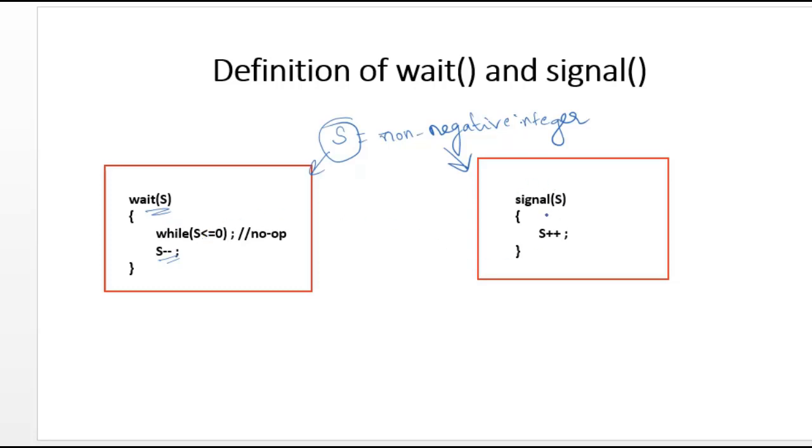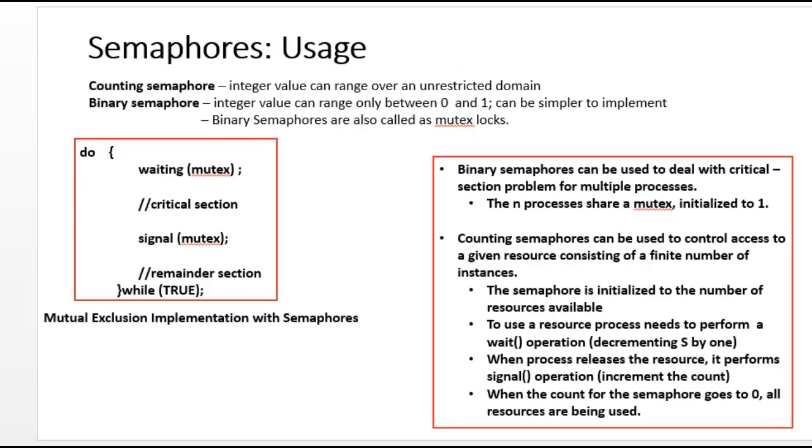Similarly, whenever a process completes its critical section execution, it has to release the lock. When it releases the lock, it will increment the value of S by 1. So this is how wait and signal operations are defined. Let us move forward. Basically, there are two types of semaphores available: counting semaphores and binary semaphores.